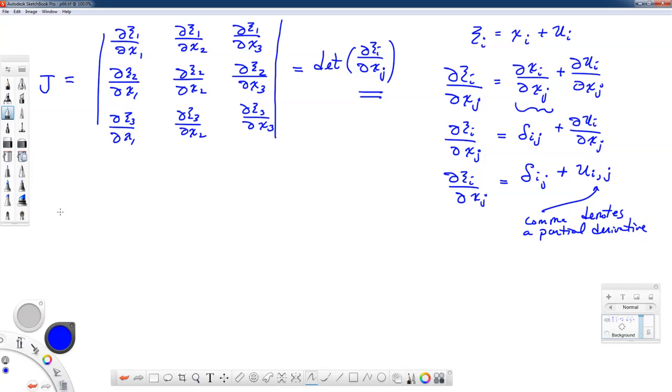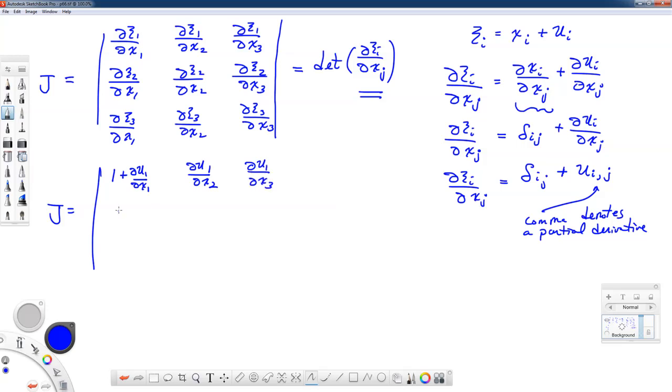So in matrix form, we can write this a little bit differently. In our first entry, when i is 1 and j is 1, the entry here will be Kronecker delta 1,1, which is 1, plus the partial derivative of u1 with respect to x1. The second entry, where i and j are not equal, that'll just be the partial derivative of u1 with respect to x2. It's easy to get mixed up on these subscripts. And then the third entry will be the partial derivative of u1 with respect to x3.